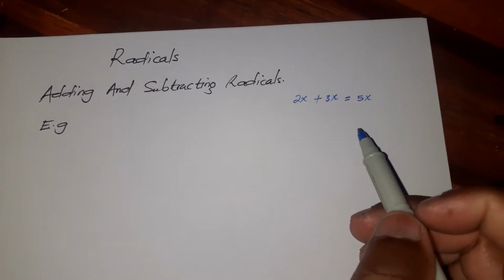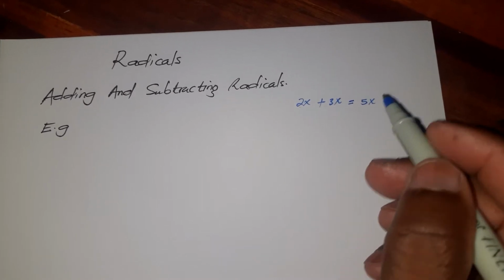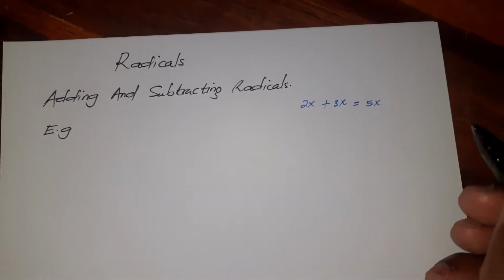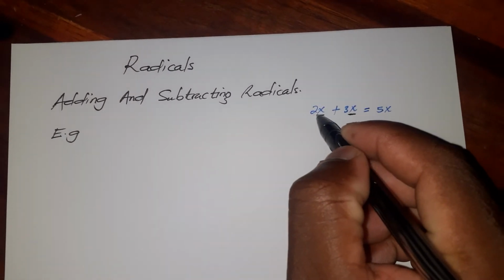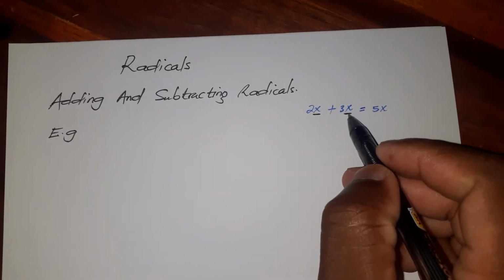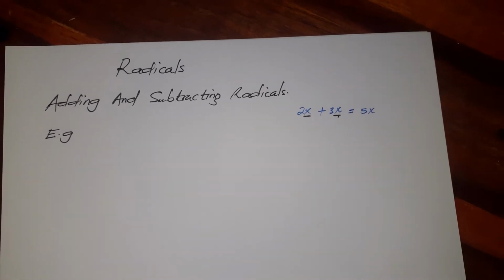So we are going to use the same approach. There should be something that we need to have in common. Here what's in common is x. Because we have x and we have x, we can add the two because they are like terms.